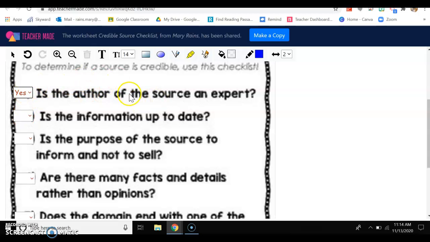A good example of this would be if you're reading something from the New York Times. It's a very well-known institution, a very well-known newspaper. So even if you can't find the actual author of the article, if it's coming from the New York Times, chances are that the information you're getting in there you should trust. The author of that source is an expert. That's why they're writing the article. So just something to think about. The next one is: is the information up to date?